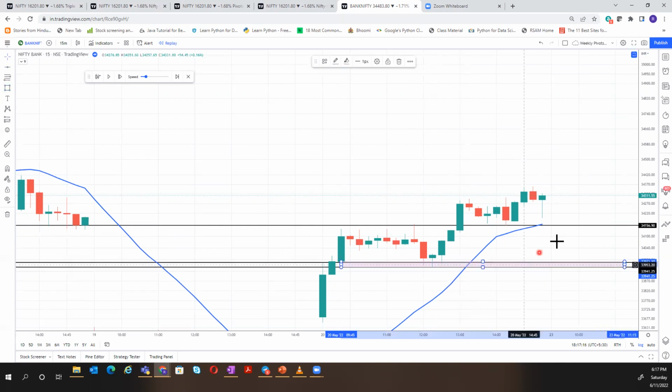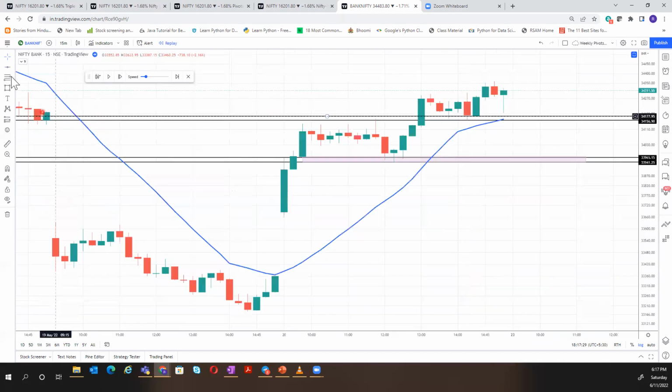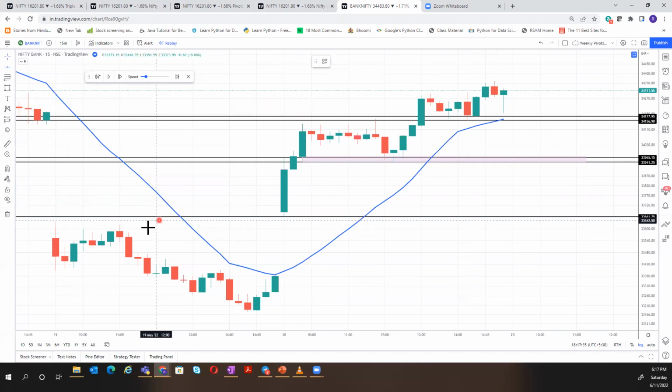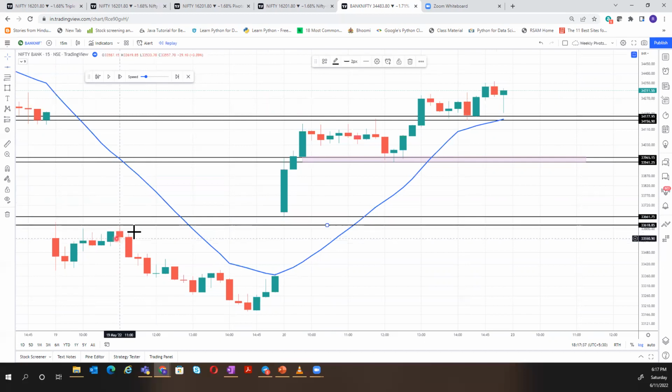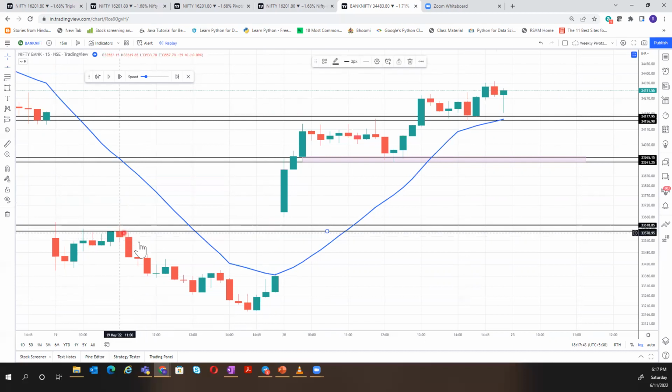Now we have two areas. I'm sorry, this is a demand, and this is also a demand, where price is moving up. Do I have a supply zone? See, this is where the market moved up very strongly. Now if you see this one, I have one candle at the top, and this is acting as a supply zone, where price is falling down. Here price has moved up.